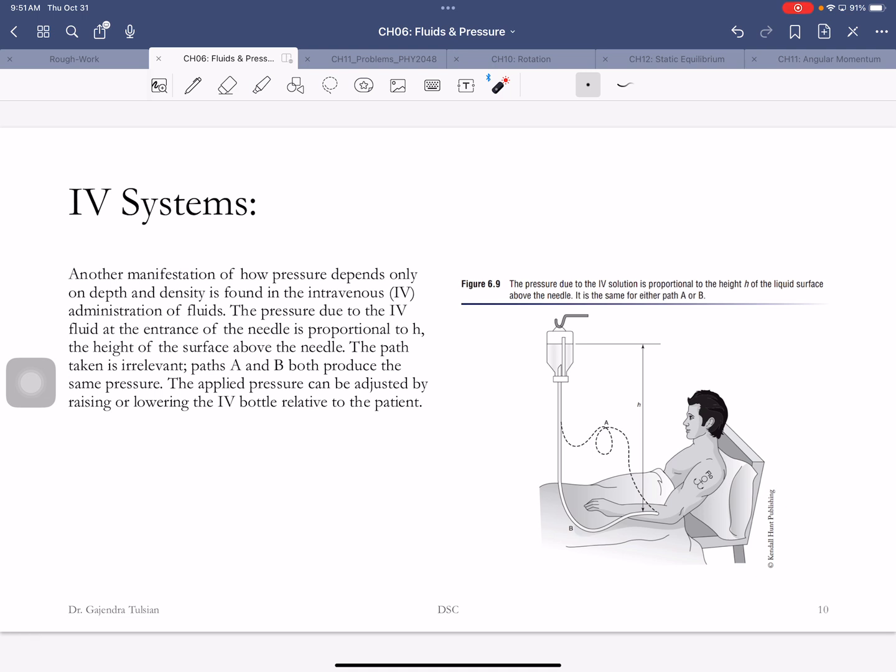So here is an IV system. What is the idea of this IV system? What are you trying to do? You're trying to get this fluid into your bloodstream. Okay? All right, so here's the needle. I've drawn a needle here. Again, the tip of the needle is inside your blood vessel. Okay. And this is the outside of the needle.